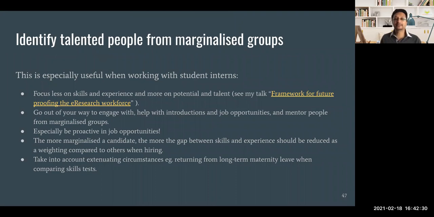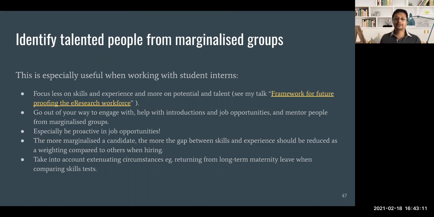Identifying talented people from marginalized groups. So when we're talking about focusing less on skills and experience and more on potential and talent, and taking into account the degree of difficulty that I showed before with that visualization, being proactive in job opportunities. If you're getting to the point where you're just about to hand out the position description and advertise this, and you don't have people who you think might be valuable who are part of those marginalized groups, you might have left it too late, and you'll probably get less diversity in your applications than you would if you're more proactive.